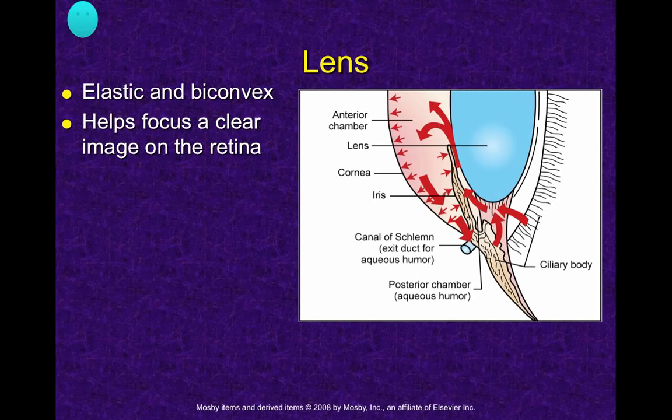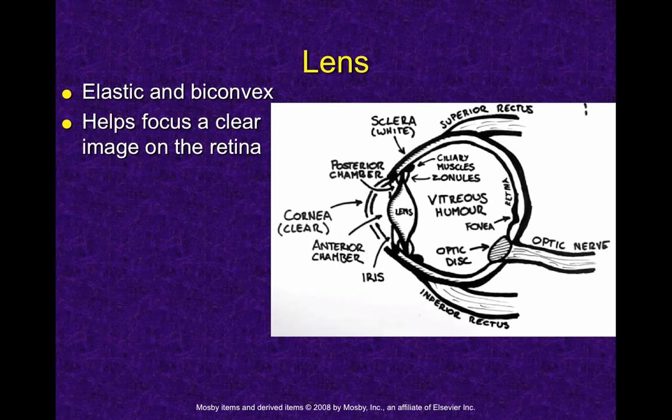Accommodation is the process by which the shape of the lens is changed to allow close-up and distant vision. Relaxation of the ciliary muscles causes tension on the suspensory ligaments, and it flattens the lens. Contraction of these little ciliary muscles releases tension on the suspensory ligaments. Here is another image where you can see those little ciliary muscles, which either contract or relax.